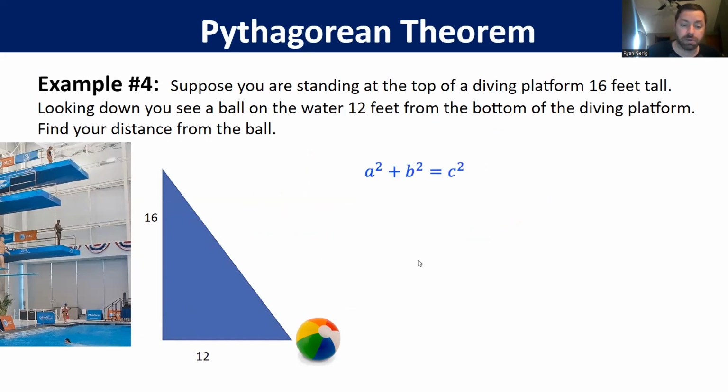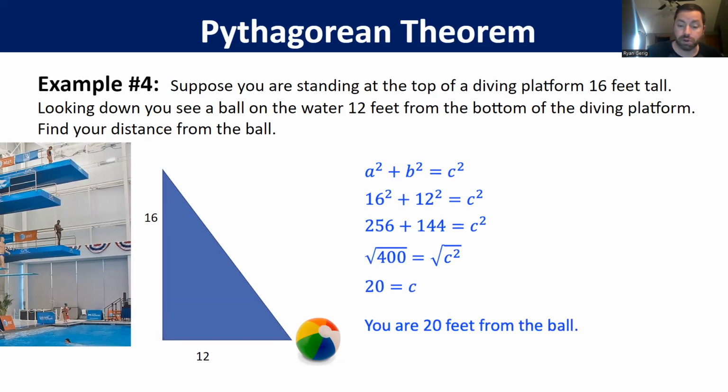We can do A squared plus B squared equals C squared. 16 squared plus 12 squared equals C squared. You do that, and you should get 400 equals C squared. When you take the square root, you get 20. It's a perfect number. So you are 20 feet from the ball.